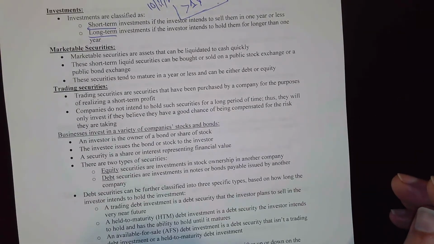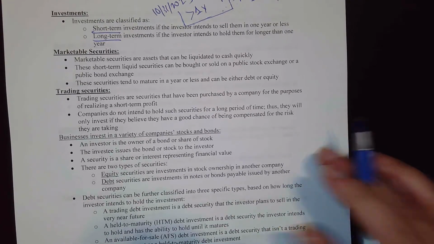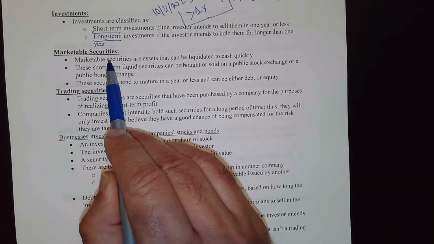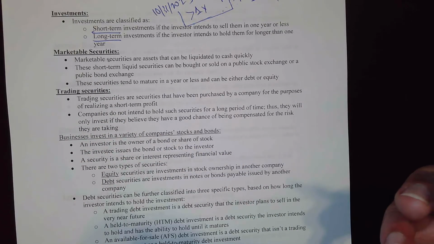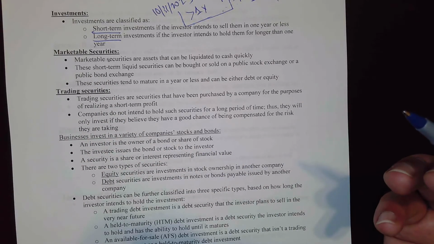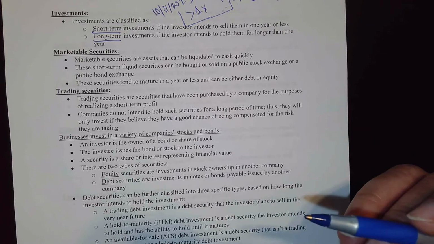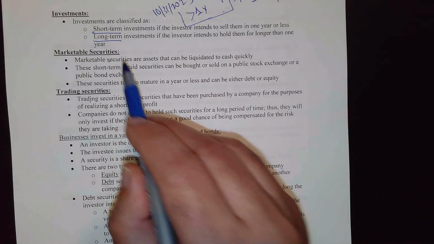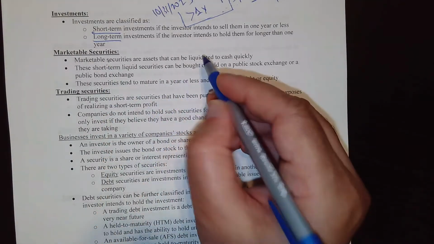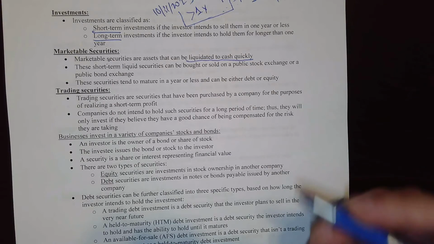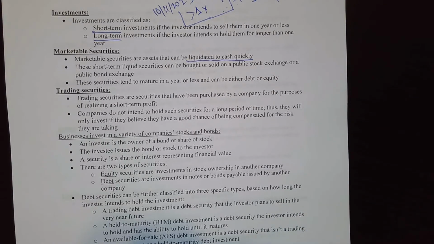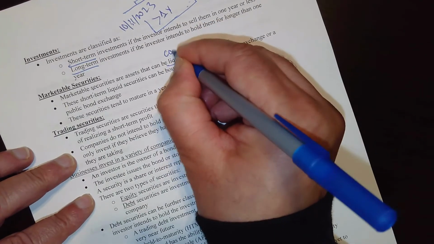Okay. Now we're going to talk about two different kinds of securities. One is called marketable securities. The other is called trading securities. So how do we classify which one is a marketable security and which one is a trading security? Marketable securities are assets that can be liquidated to cash quickly. Something that can be sold quickly to convert. Liquidated to cash simply means converted to cash.